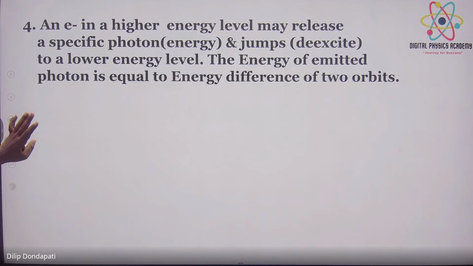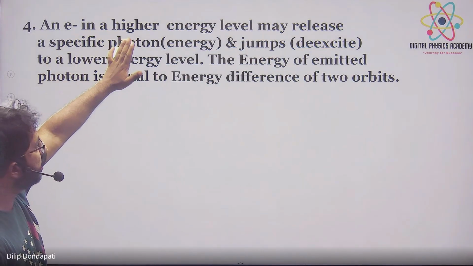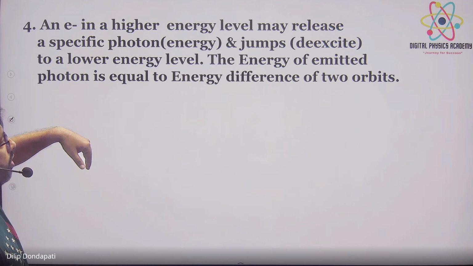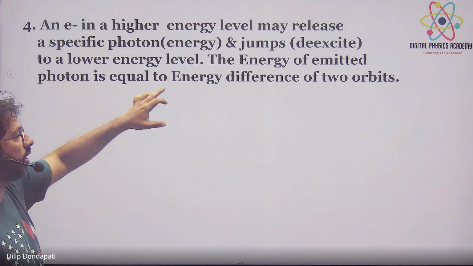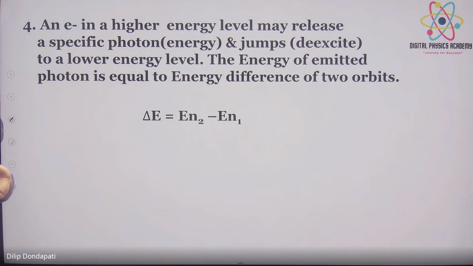For the first and last, prospect. An electron from a high energy level may release a specific photon and jump to a lower energy level. The energy of the emitted photon is equal to the energy difference of the two orbits, En2 minus En1. The formula is the same.